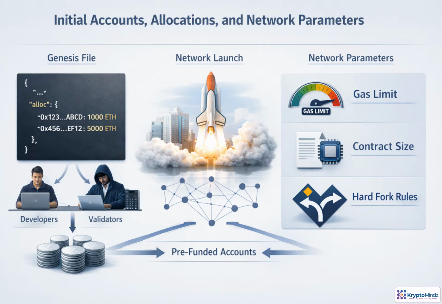The Genesis file can also prepare the network for immediate use. Through the alloc section, you can create accounts with balances before the first block exists. This lets developers and validators submit transactions right after launch, which is especially useful in test networks and demos. The same file sets operating assumptions such as gas limit, block timing, contract size behavior, and hard fork rules. These choices should match what you are trying to simulate or prove.